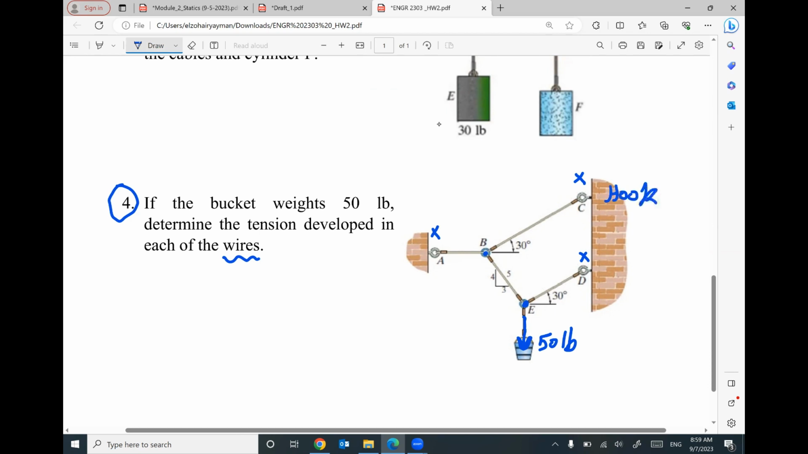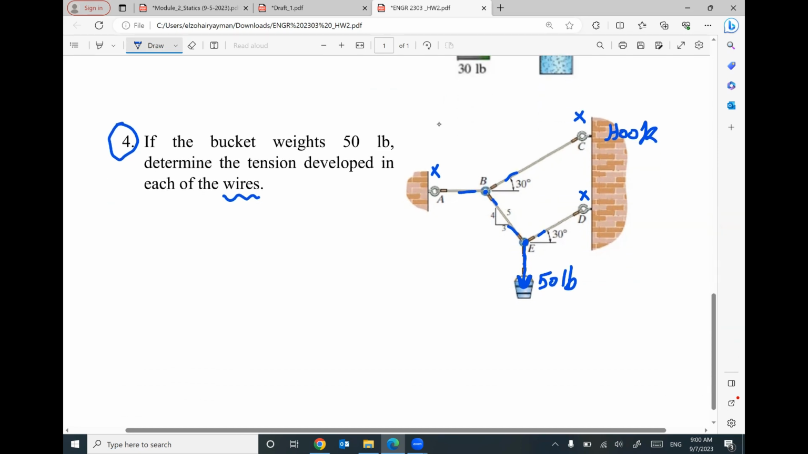And this hook fixed in the wall. So they are fixed. I don't care about them. My concern is the point in the air, which is in equilibrium. This point in this position due to the effect of this cable and this cable and this cable. This point E at this position due to the effect of this cable and this cable and this bucket weight. So my concern is point E and the point B.